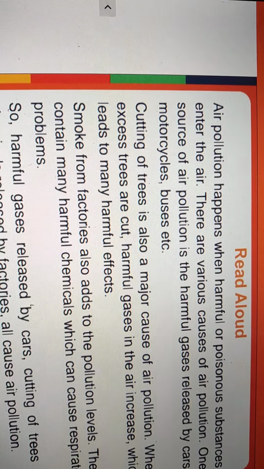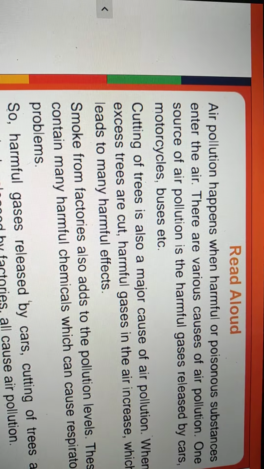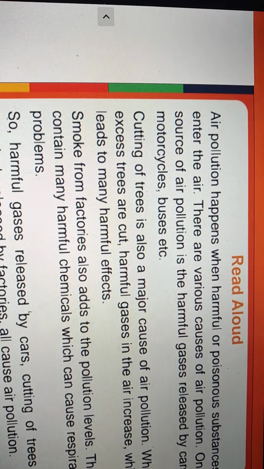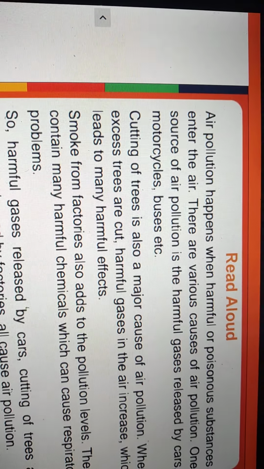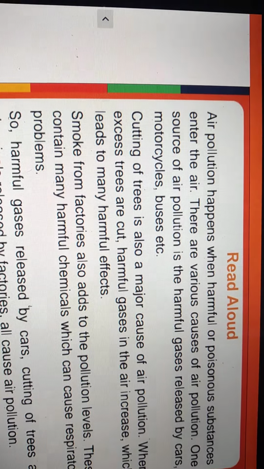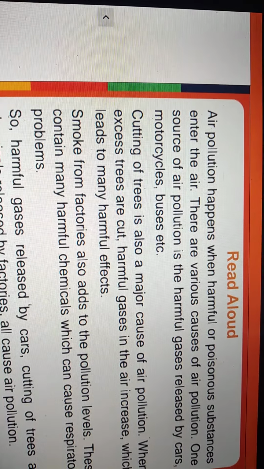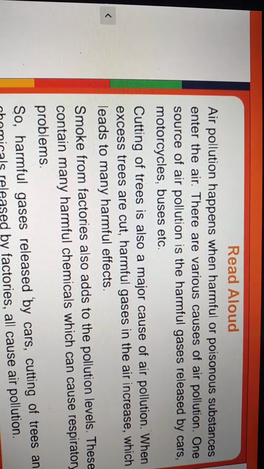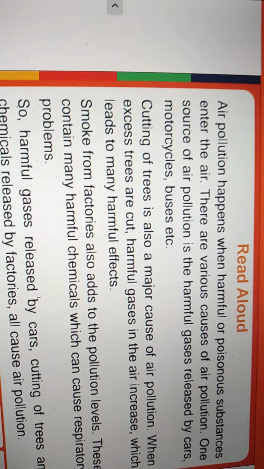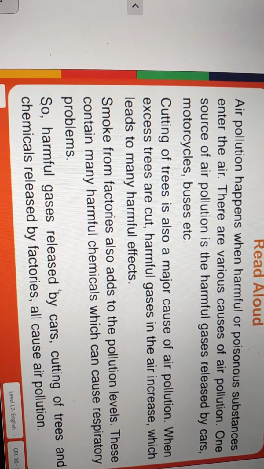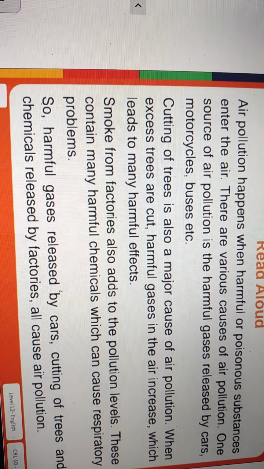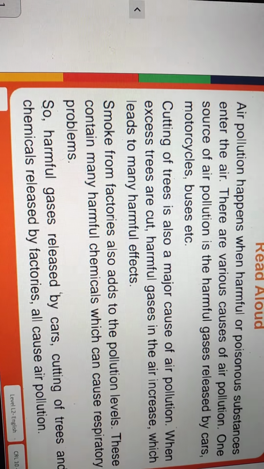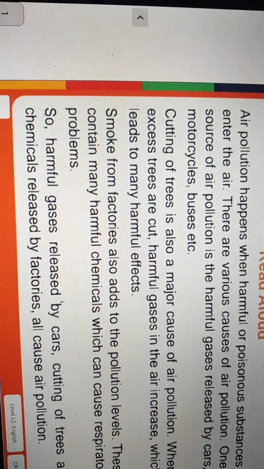One source of air pollution is the harmful gases released by cars, motorcycles, buses, etc. So one main source of air pollution is harmful gases exposed by cars, motorcycles and buses. Cutting of trees is also a major cause of air pollution.